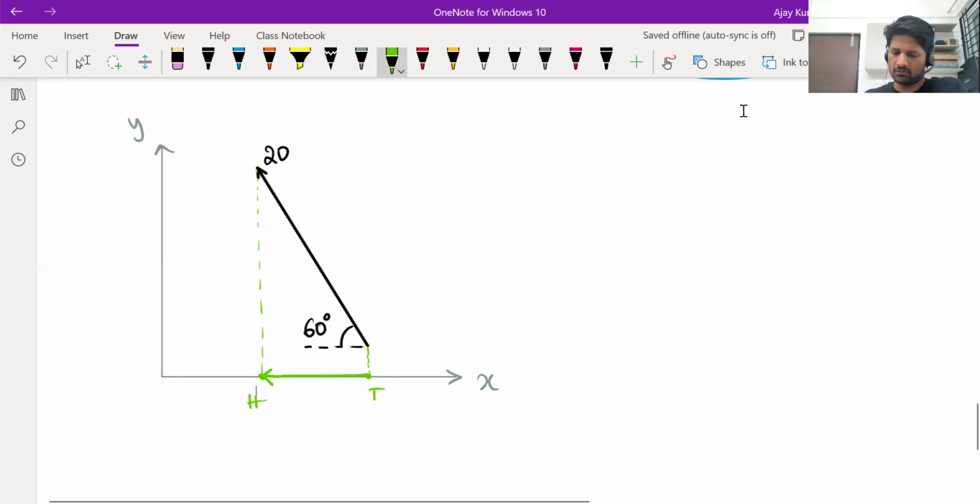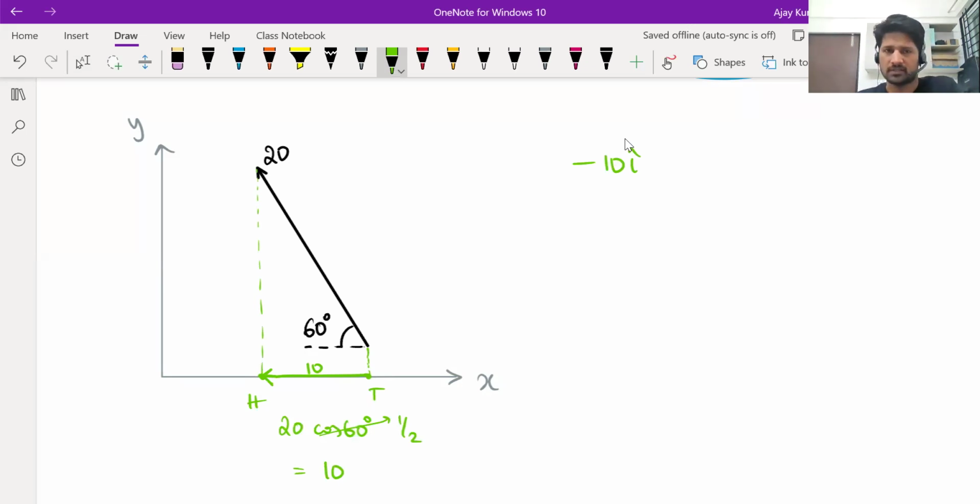That way it will become negative. Vanilla, can you tell the magnitude of that x component? 10 i cap, sir. Don't say i cap. Magnitude is 10. If it is 10 i cap, you are making it positive. Anyway, the angle 60 degrees is the angle made by this vector with the x-axis only. So its x component becomes 20 cos 60 degrees. Component's magnitude becomes 20 cos 60. Cos 60 degrees is 1 by 2. 20 into 1 by 2 becomes 10 units. 10 units to the left becomes minus 10 i cap. Okay, it won't be plus 10 i cap.